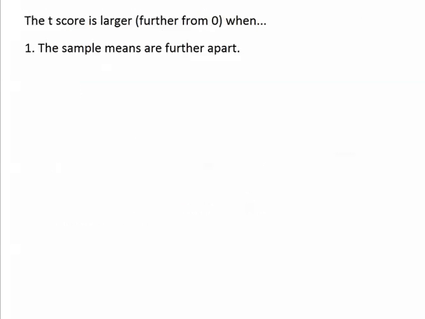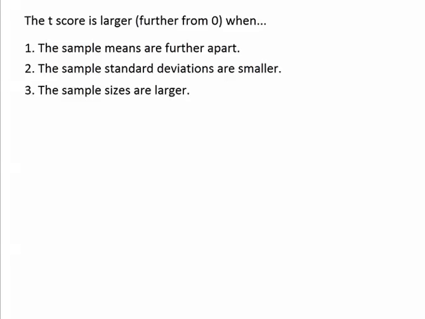Here's just a little bit of review about what makes the t-score bigger and what causes the t-score to move up to the critical value. It becomes bigger when the sample means are far apart, like we said. It becomes bigger when the sample standard deviations are smaller. Smaller standard deviations give you a bigger t-score. Bigger sample sizes will also help you get a bigger t-score. So if you want to reject the null hypothesis, you're better off with big sample sizes, because that brings your t-score up toward the critical value.